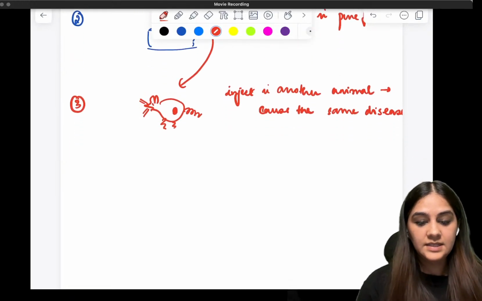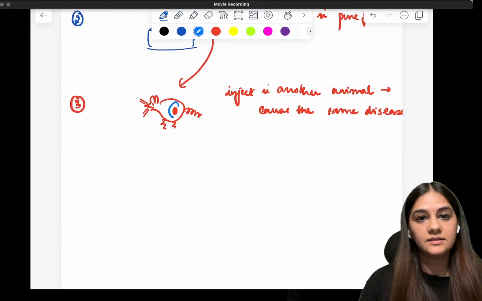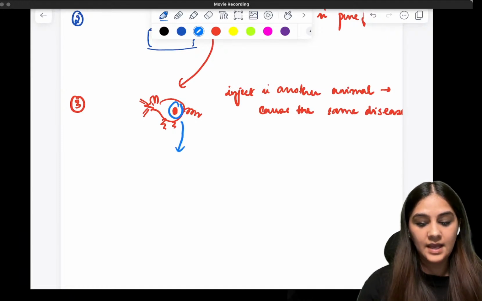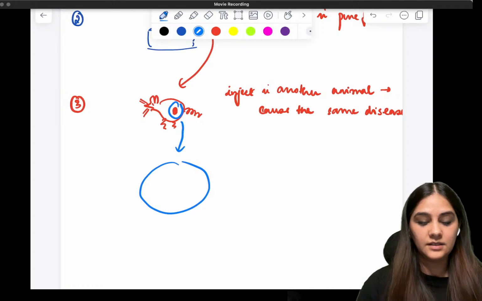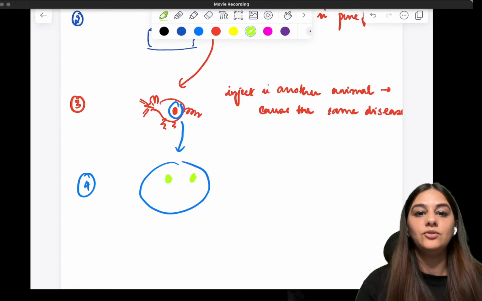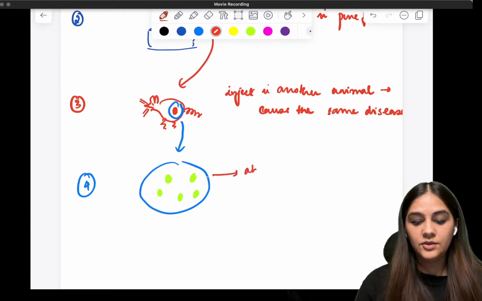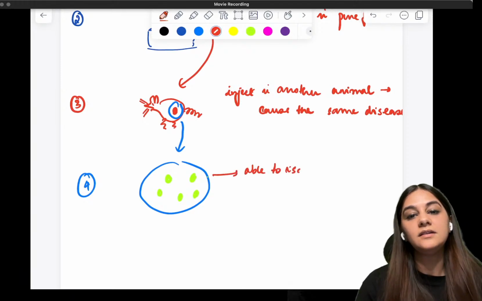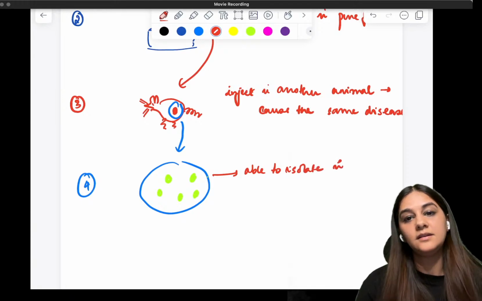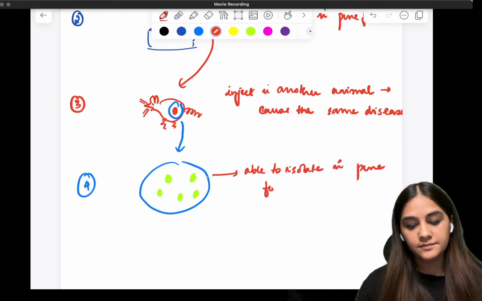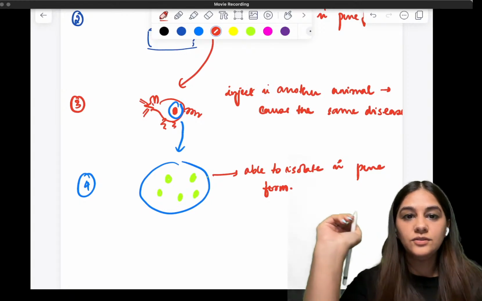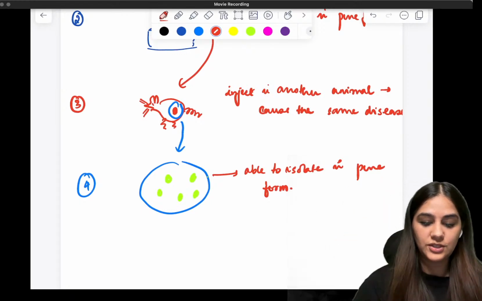Then what? Then he said, if I take this sample again from this and now I'm again isolating it in a culture plate, right? What should happen? Again, it should grow in pure form. Again, it should be able to isolate in pure form. Understood? So these were the four postulates.